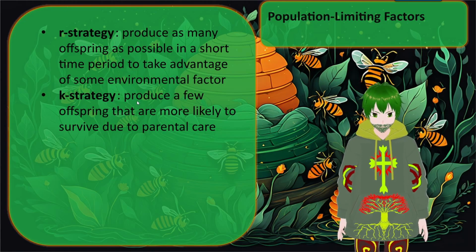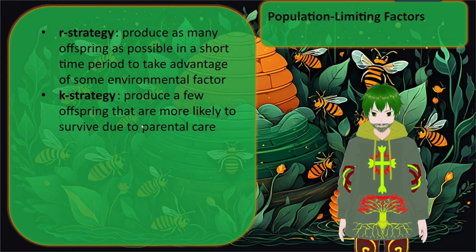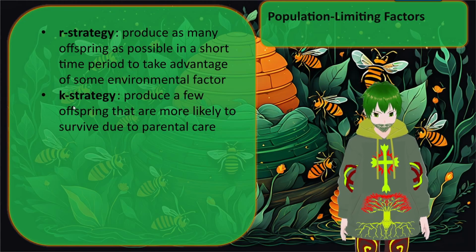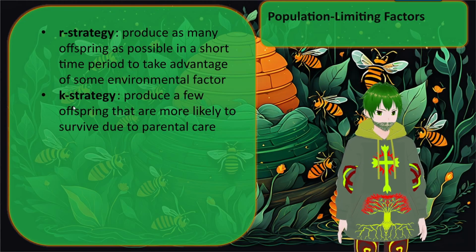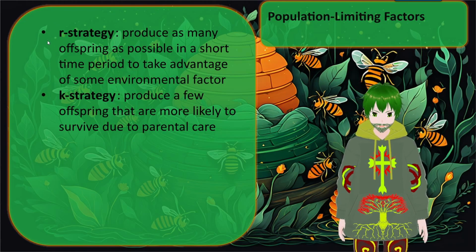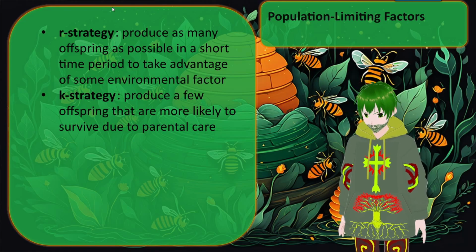Okay. And then K strategists tend to reproduce few offspring and invest more care to make sure that the offspring are more likely to succeed, survive, and produce offspring of their own. And so humans would fall into a K strategy type of organism. Your random fly would be an r strategy organism.